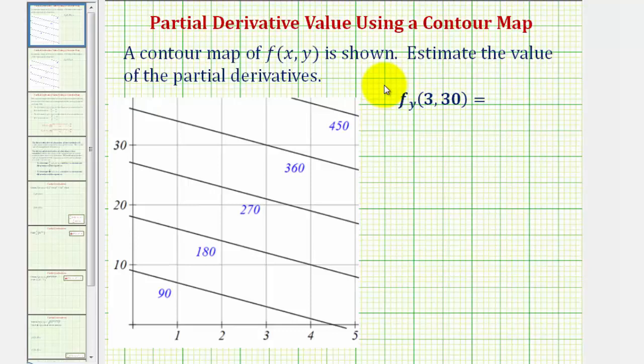Now we'll look at two examples of estimating the value of a partial derivative using a contour map. A contour map of f of x comma y is shown. We want to use it to estimate the partial derivative of f with respect to y when x is 3 and y is 20. This represents the slope of the tangent line in the y direction at this point.